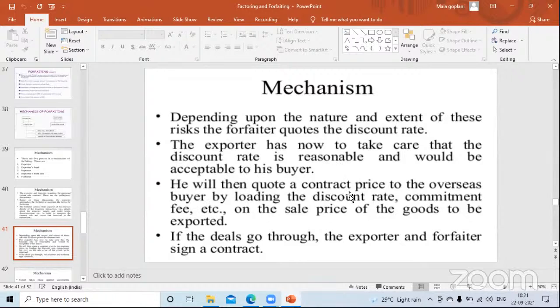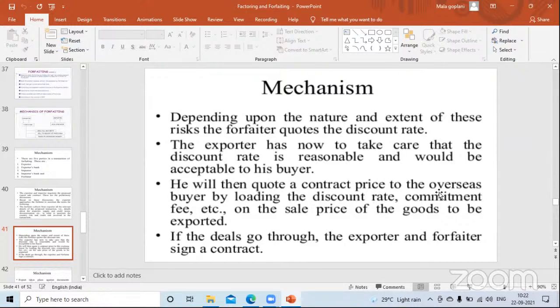Okay. He will then quote a contract price to the overseas buyer. Now, suppose the discount rate is a little high. Accordingly, he will quote the contract price to the buyer. I mean, the importer. Overseas buyer means the importer, the one who is going to purchase and who is from another country. That is known as overseas. Overseas matlab, what do you mean by overseas? Outside the country. The buyer is from outside India.